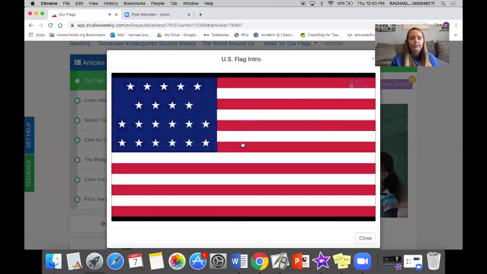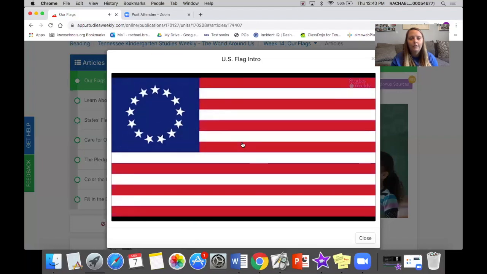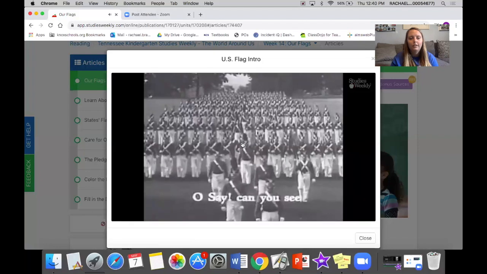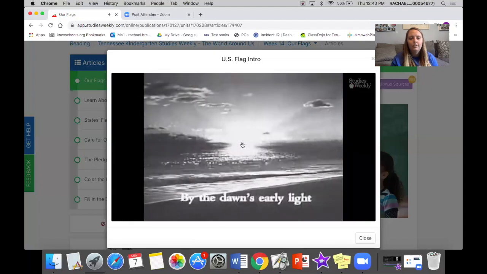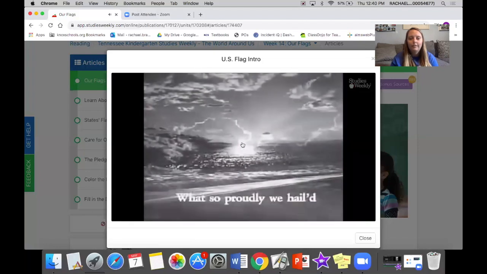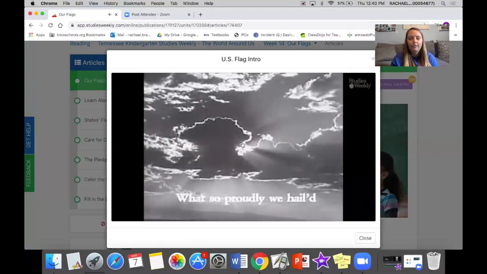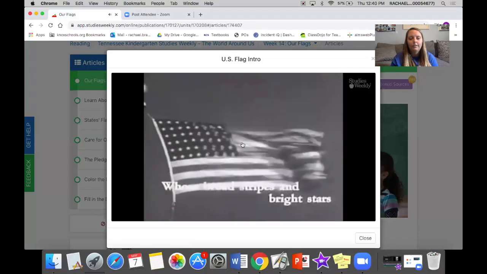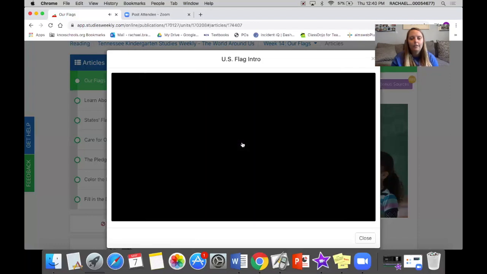With each new state, another star was added. When World War II began in 1941, our flag had grown from 13 stars to 48. In 1959 and 1960, Alaska and Hawaii were granted statehood, and 2 new stars were added, bringing the total to 50 stars on today's flag. Now, over 200 years later, the American flag still waves as a symbol of freedom.